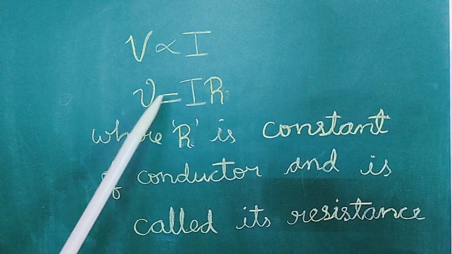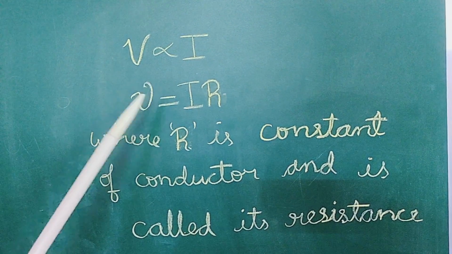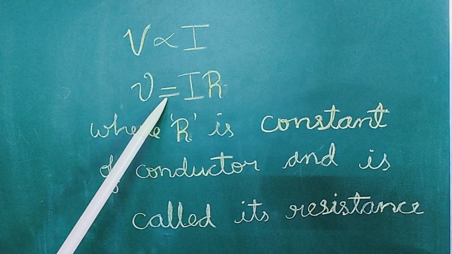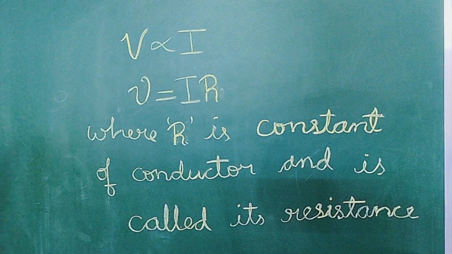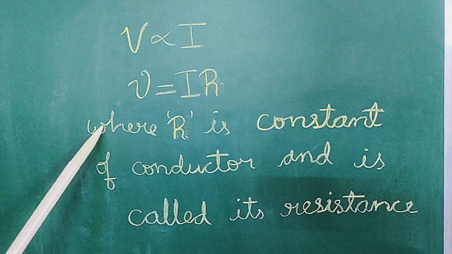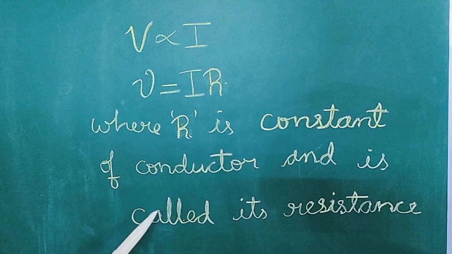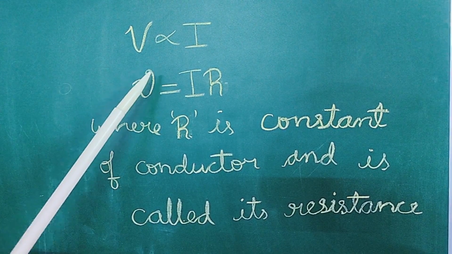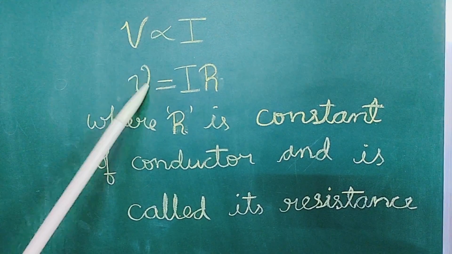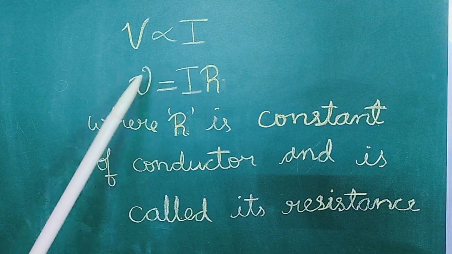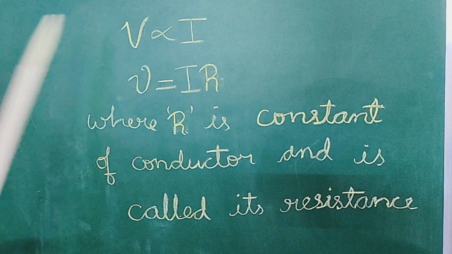So now V is equal to IR. Here V is the voltage, I is the current, and R is the resistance. Here R is the constant of the conductor and it is called resistance. So resistance is a kind of value which helps to calculate the voltage and the current here.